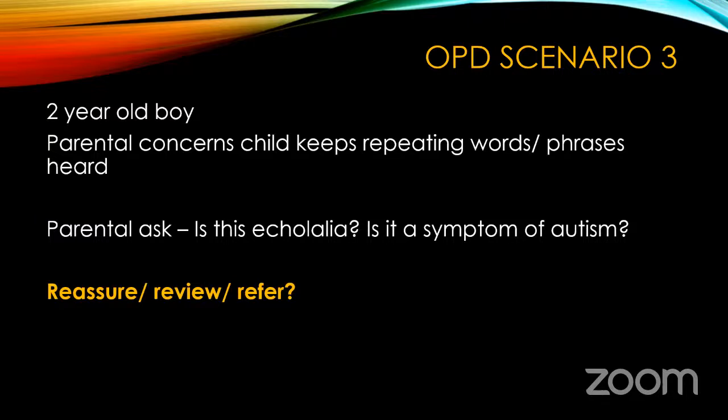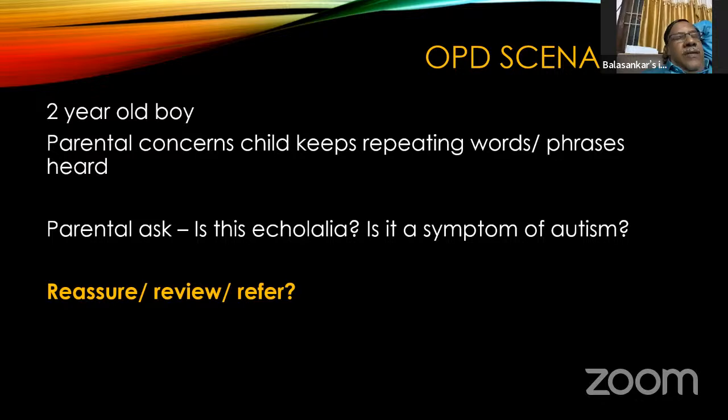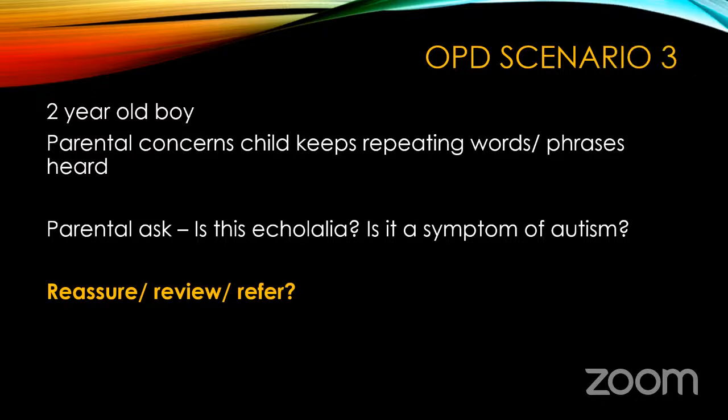A 2-year-old boy, parental concerns are that he's keeping on repeating words and phrases that he has heard. Because parents have heard a lot about autism, that's what they're worried about, that is this a symptom of autism? What are we going to do? Look for other things. Absolutely. So reassure, review, and refer.